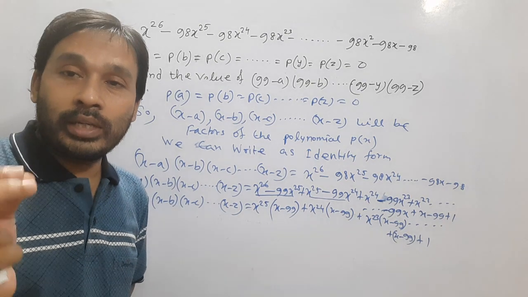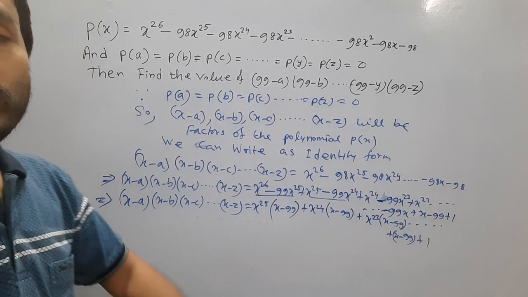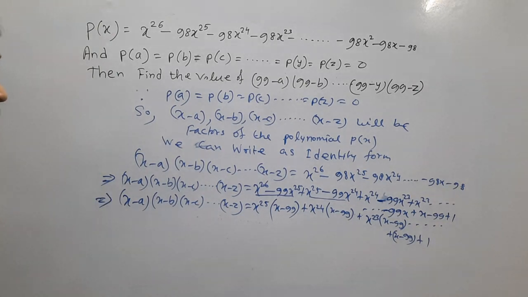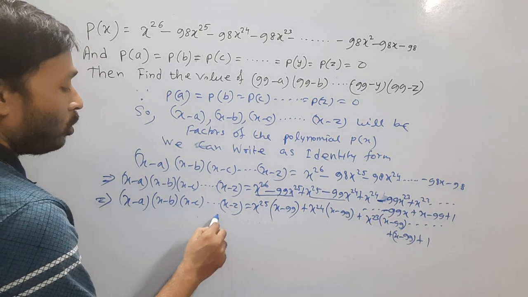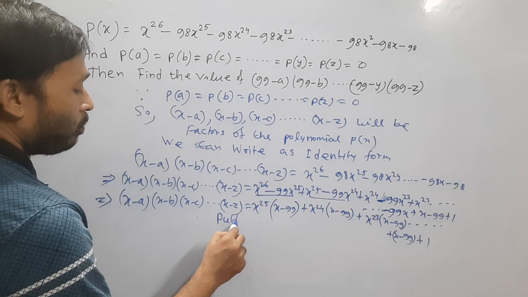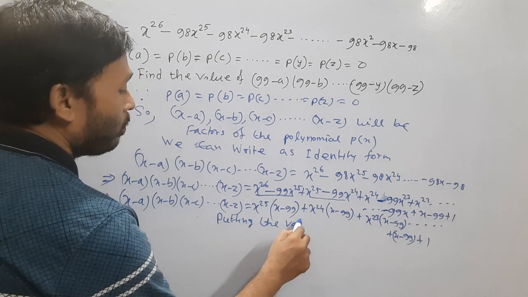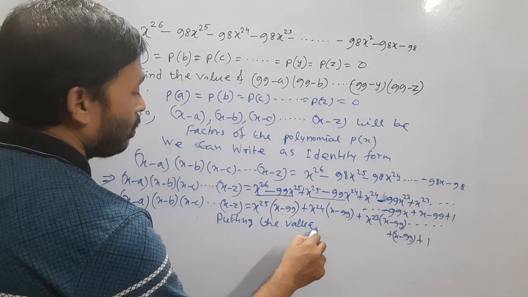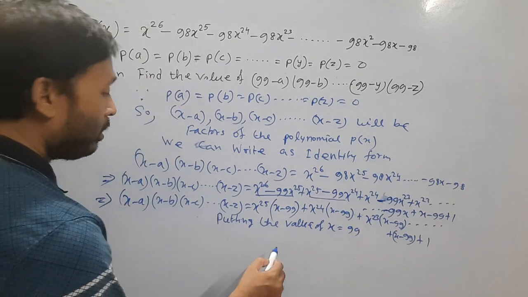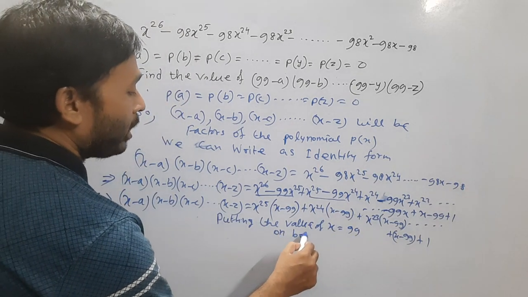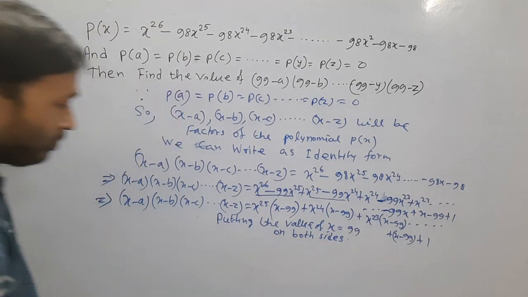Now x is equal to 99, put on both sides. This is an identity. So putting the value of x is equal to 99 on both sides.